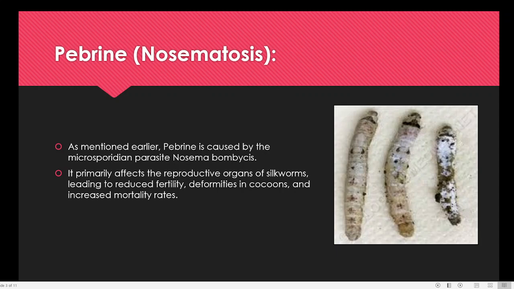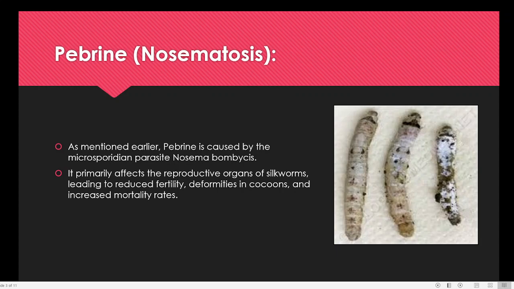here you can see that it is mainly affecting the reproductive organs of the silkworm, and as a result the fertility of the silkworm, that is its ability to produce more eggs and larvae, will be greatly affected, and there will be problems or deformities in the cocoon, and a higher death rate. So these are some of the important features, and the parasite which is causing this pebrine disease is known by the name Nosema bombycis.